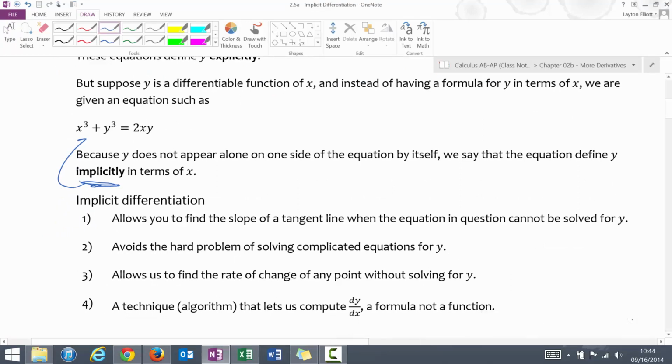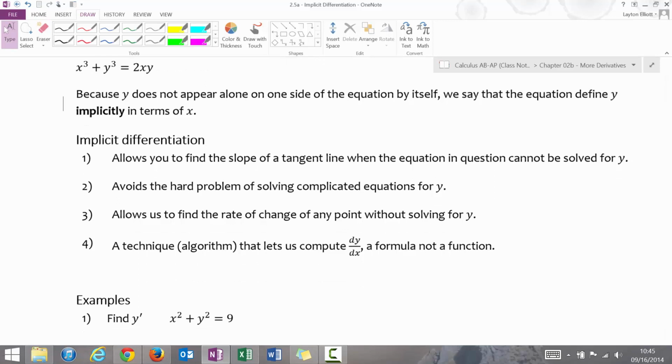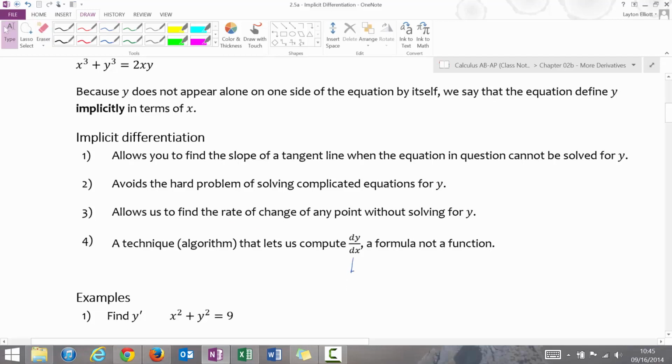So this technique of implicit differentiation lets us find the slope of the tangent line when the equation can't be solved for y. Like this equation right here really can't be solved for y. It avoids trying to solve it for y, even for complicated ones. It lets us find the rate of change, the slope at any point without solving for y. And it lets us compute dy dx, which is a formula for the slope of the tangent line.